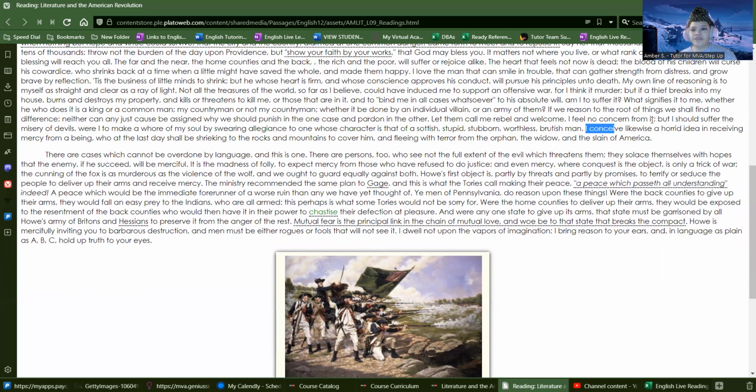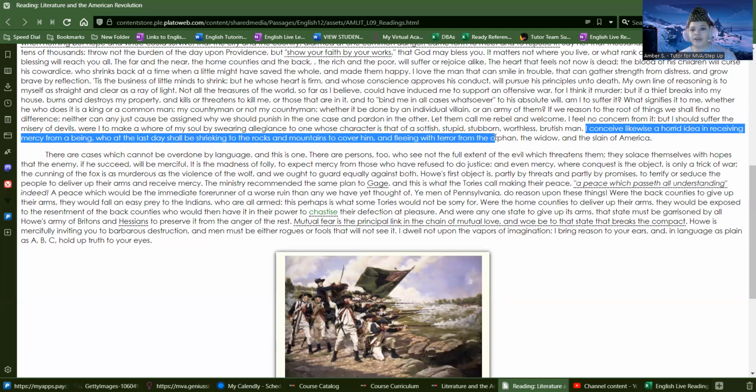Then he says, I conceive likewise a horrid idea in receiving mercy from a being who at the last day shall be shrieking to the rocks and mountains to cover him and fleeing with terror from the orphan, the widow, and the slain of America. So he says he thinks that it's a terrible idea to ask for mercy from someone who is like this, who has this sottish, stupid, stubborn, worthless, brutish character.